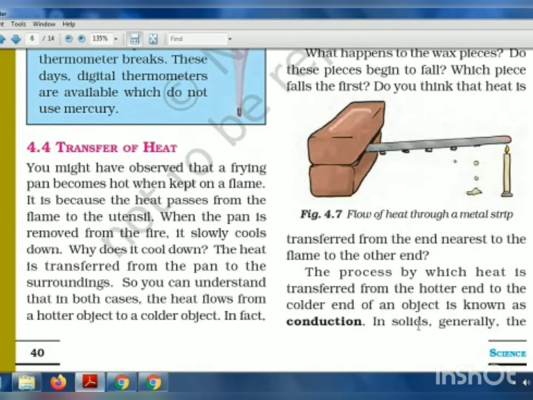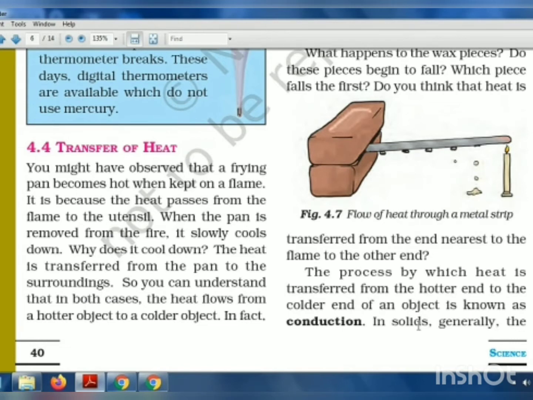Hello students. In this chapter we had completed two topics about thermometers, the two different types of thermometers, that is the laboratory thermometer and the clinical thermometer. The clinical thermometer was used to check the temperature of a human body, and the laboratory thermometer was used to check the temperature of different objects.